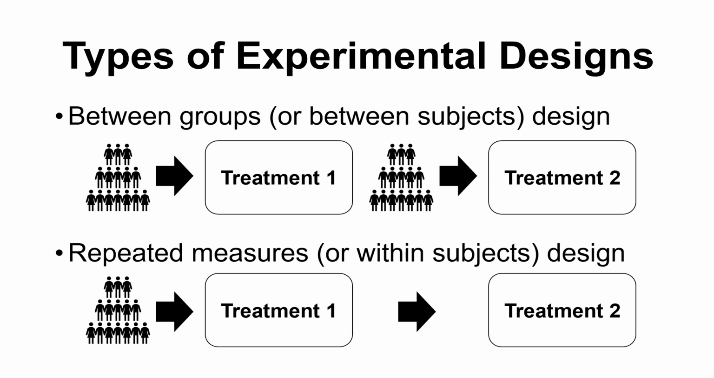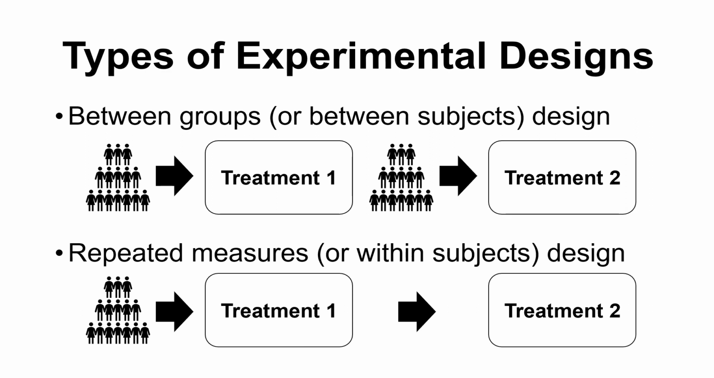Of course, in these situations, we would want to account for a potential third variable being the order of exposure. So some of them would get drug and then no drug, and some of them would get no drug and then drug, so that we can test if there is an effect of order.